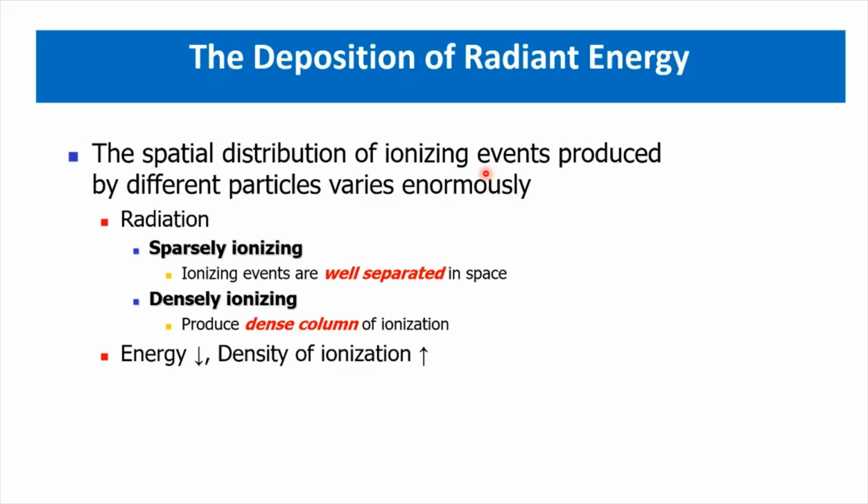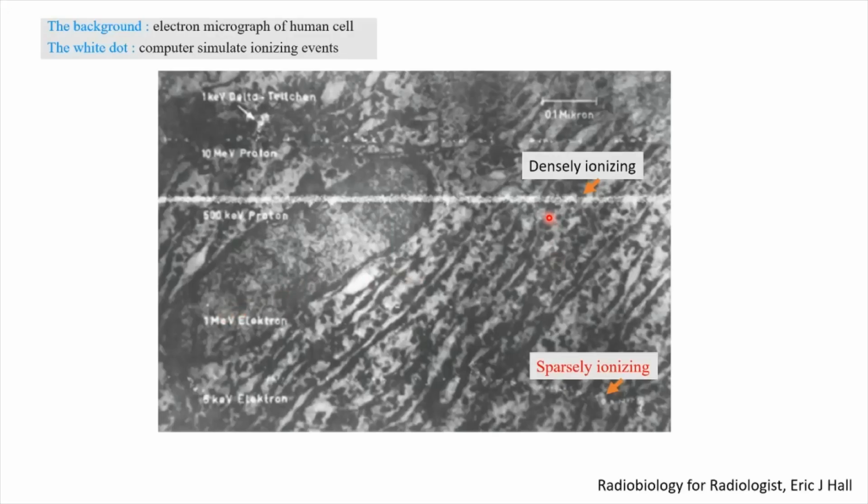So the deposition of radiant energy and the spatial distribution of the ionizing events produced by different particles varies enormously, as we have seen before. For electrons the tracks are different, for protons the tracks are different, and radiation creates sparsely ionizing tracks and densely ionizing tracks. For sparsely ionizing, the ionizing events are well separated in space, but for densely ionizing, they produce a dense column of ionization.